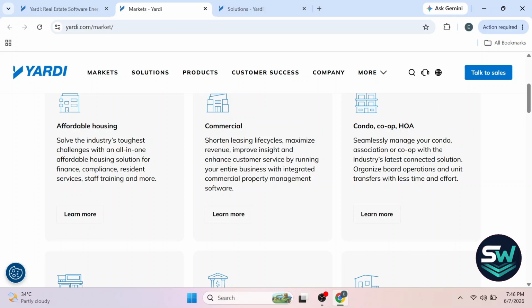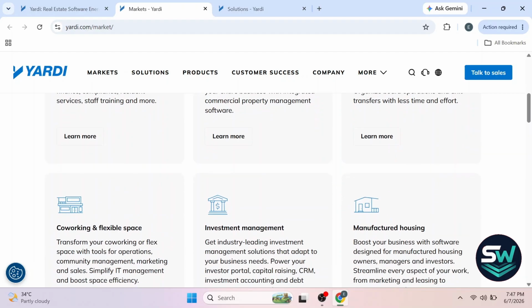And then we have Condo Co-op HOA. These solutions are designed for condominium associations, cooperatives, and homeowners associations. They help streamline board management, resident communication, unit transfers, accounting, and community operations.